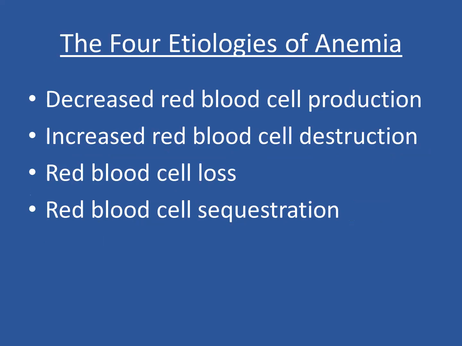Because for example, iron deficiency is going to be microcytic. If B12 or folate deficiency, it is macrocytic. So just looking at the MCV, I can see which of the causes there is. The four etiologies of anemia.